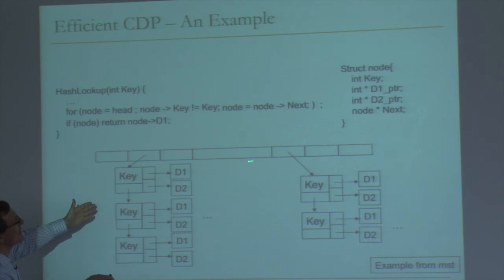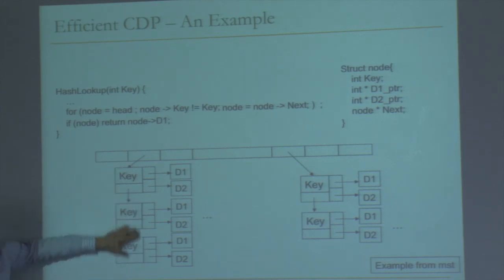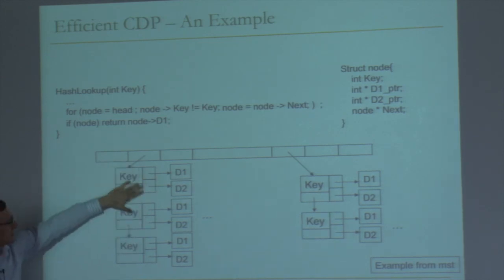Actually, you could think of this as the hash table. And this is actually from a minimum spanning tree program. And this is a bucket. And the bucket looks like this. Basically, you have a linked list of keys. And the keys are connected to each other using these pointers. And the data values are hanging off the keys with different pointers. Now, if you actually would like to prefetch something, you really would like to prefetch these pointers, right? Such that you get all of the keys that you're going to search.